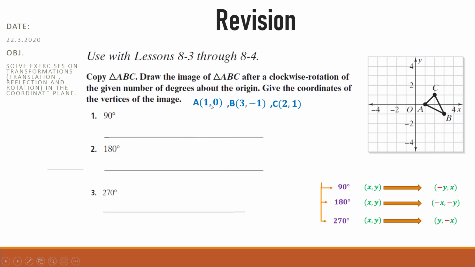Let's do that. 1 and 0, change places. It will be 0 and 1, and after that 0. The negative of 0 is also 0. And B prime, change places. It will be negative 1 and 3, and after that, opposite the first, it will be 1. For C, do the same. C prime will be, change places, and after that, opposite the first in the image. Now it's your turn to try by yourself. I'm waiting for you.